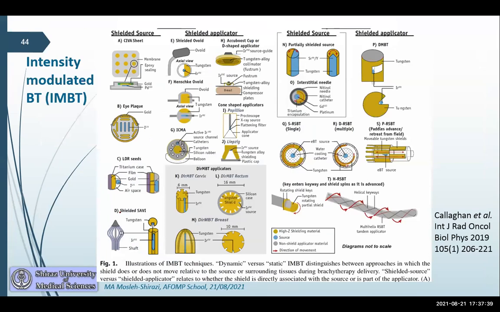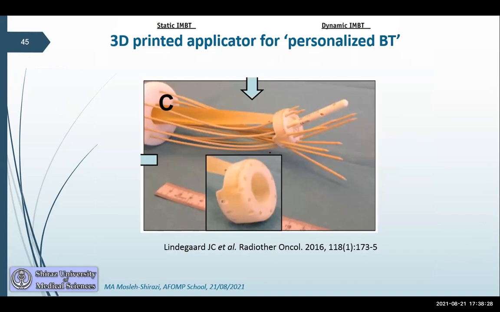Here's a very busy diagram, but a very informative one. I won't have time to explain it all, but it introduces something called intensity modulated brachytherapy. That's basically using applicator shielding, either statically or dynamically. Dynamically meaning that the shielding moves in different ways, of course, in these cases, to give you intensity modulated irradiation in the direction that you want. It's also called direction modulated brachytherapy or anisotropic brachytherapy.